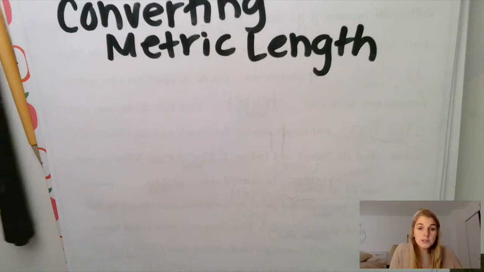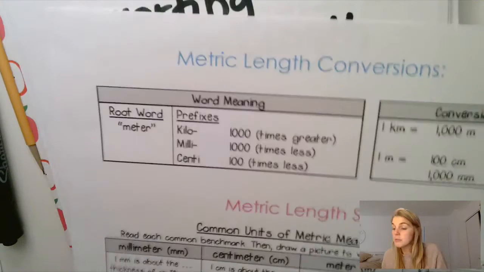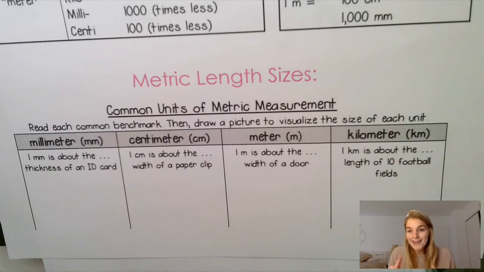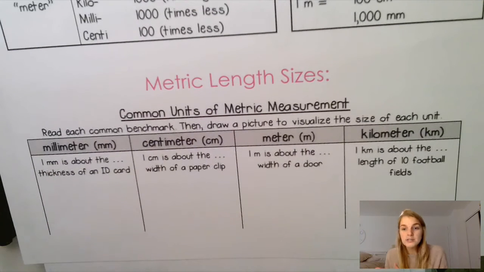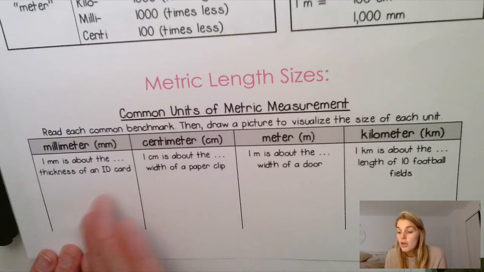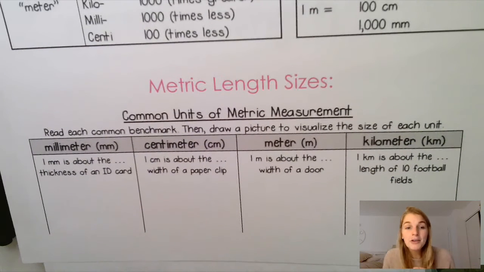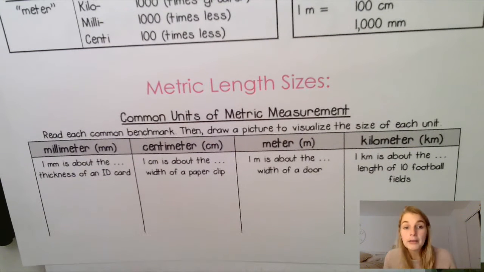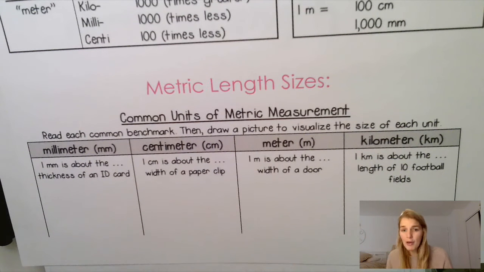So first, before we start, let's go over some of the metric units of length. Just like we measure things by inches and feet and yards and miles, they have their own system of measurement. Now, they have a millimeter. A millimeter is about the thickness of an ID card. So think about a very, very thin ID or a credit card. That is a millimeter. A centimeter is about the width of a paper clip. And you guys know what a centimeter is because those are also on our ruler. They're on the other side of the inches.